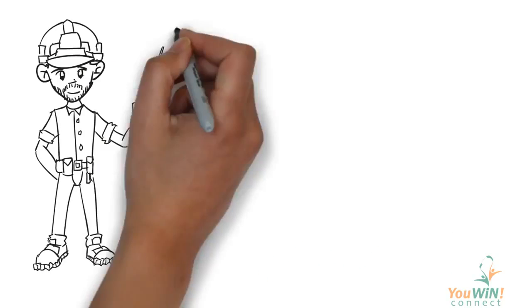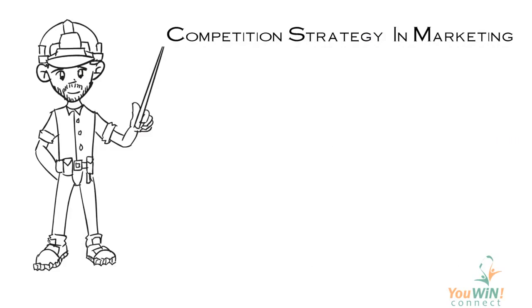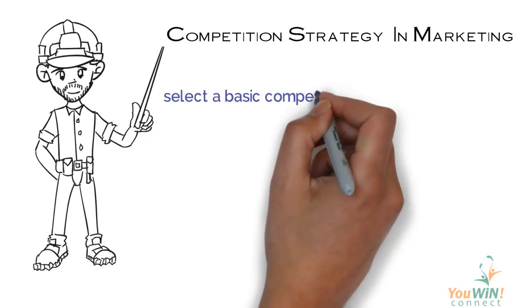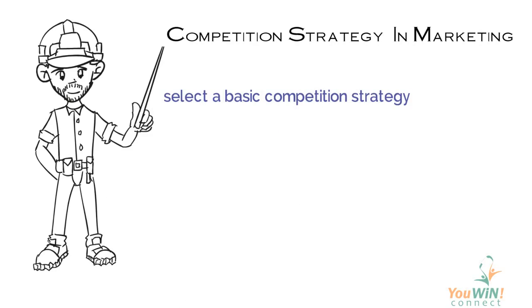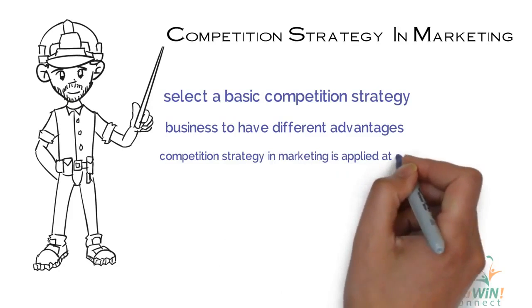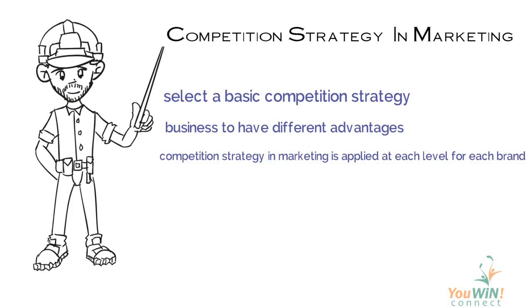Now, let's look at competition strategy in marketing. Who are you in the market? As mentioned earlier, each business needs to select a basic competition strategy for themselves because each strategy requires the firm to have a different advantage or set of advantages. However, the competition strategy in marketing is applied at each level for each brand. A business can have more than one brand, and brand A can be a leading brand in the industry, but brand B could be ranked third. That is why each brand should have its own unique competition strategy.